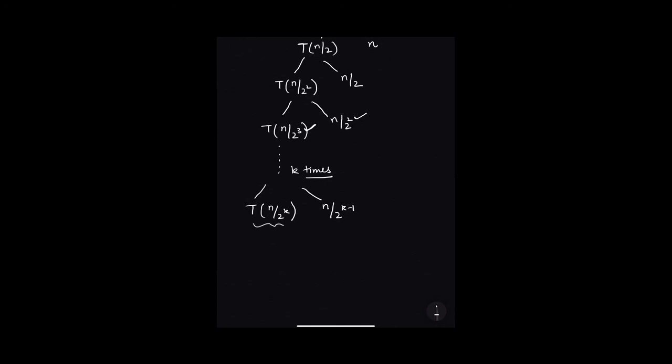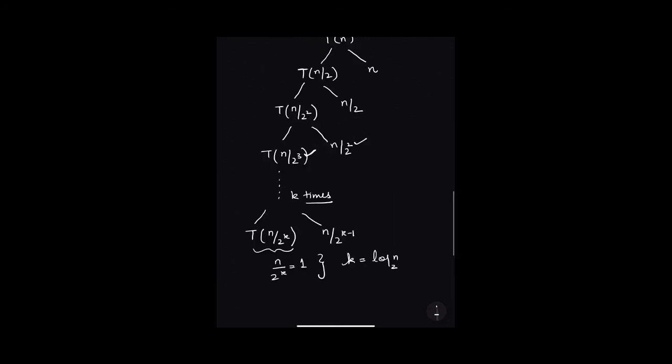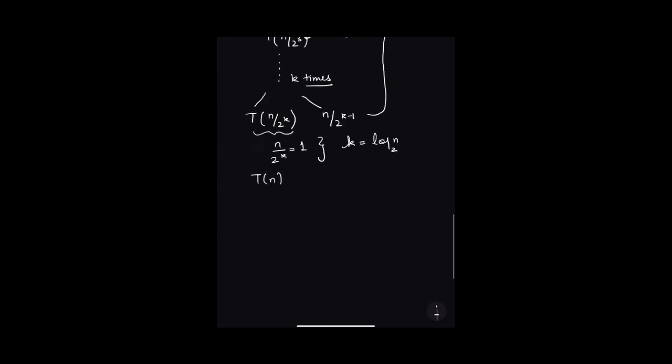Now for the stopping condition, this quantity has to be T of 1. It means that I can substitute n by 2 raised to the power of k equals 1, and after solving this I get the k value as log n base 2. We have just seen it. Now I have to club all these values that I'm getting. So Tn equals n plus n by 2 plus n by 2 square up to n by 2 raised to the power of k minus 1. We have just solved this expression in the substitution method, and the value that I obtained was order of n.